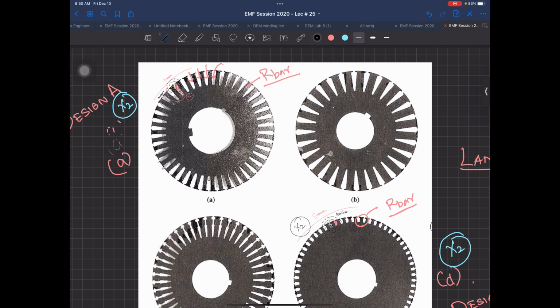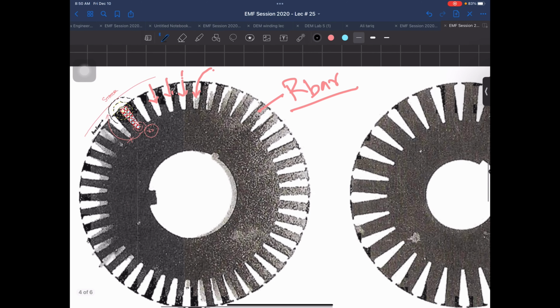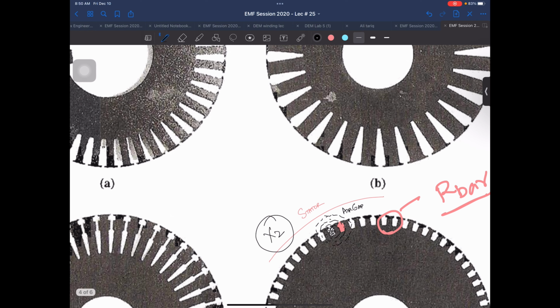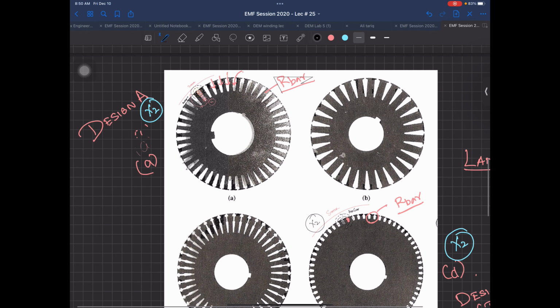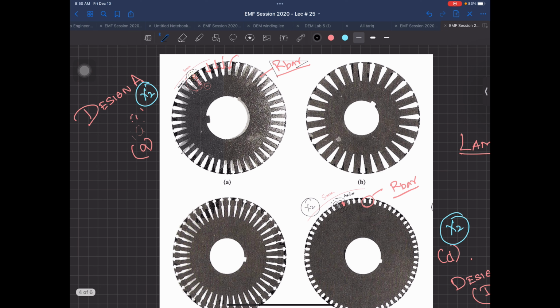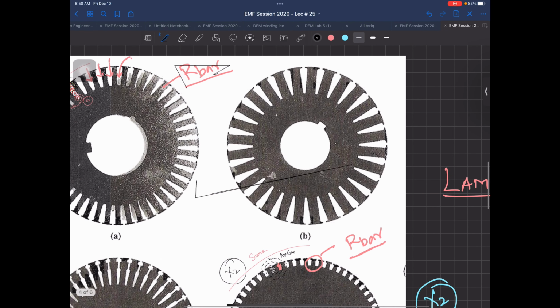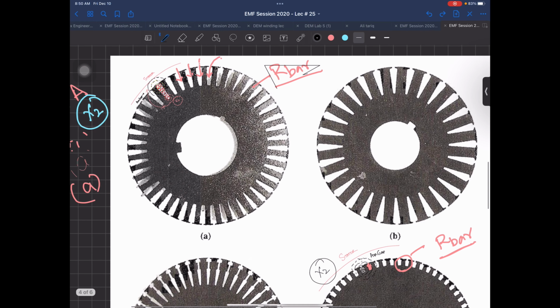What advantage will we get if I am having a difference in X2? We have seen the difference in R2, because here the bar resistance was smaller and here it was on the higher side, so you were getting a high starting torque. What advantage will X2 give? Here, let me call it X2A, it is going to be certainly larger than the X2 of design class D. What advantage or disadvantage am I going to get in the two design classes?